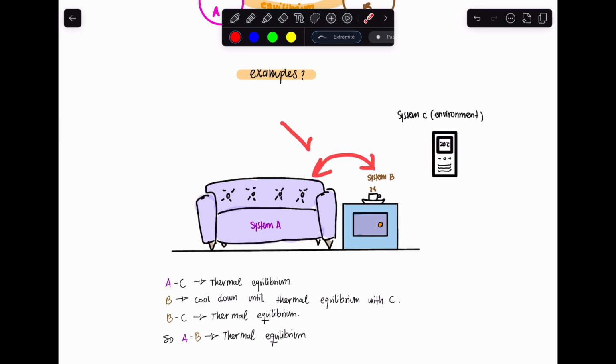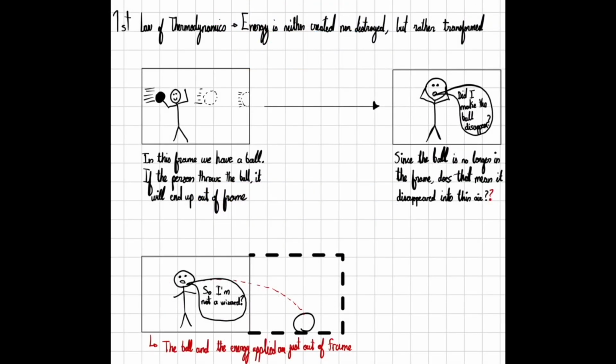Now let's go further with the first law. Let's imagine that I record myself holding a ball, then I decide to just throw the ball and now I can't see it anymore in the frame. Does that mean that the ball does not exist anymore and that the energy I exerted onto the ball disappeared into thin air? Not exactly.